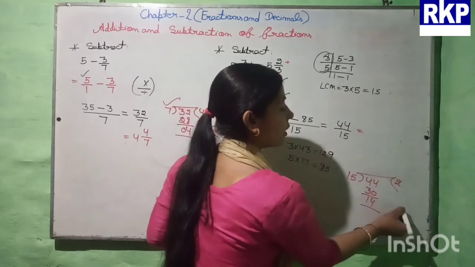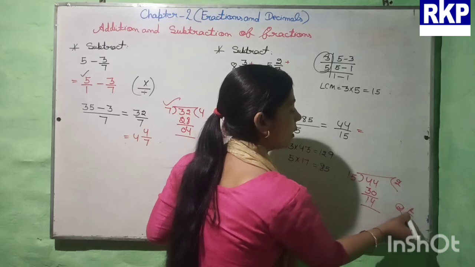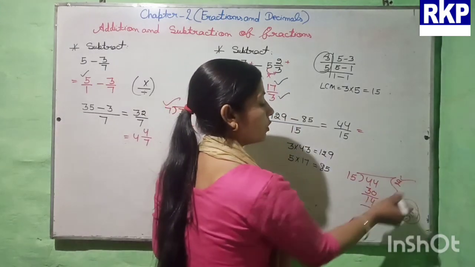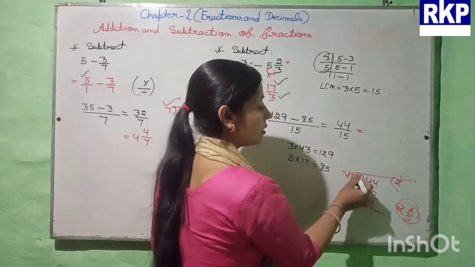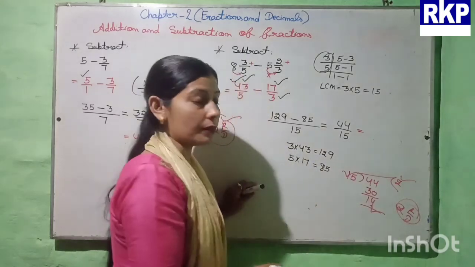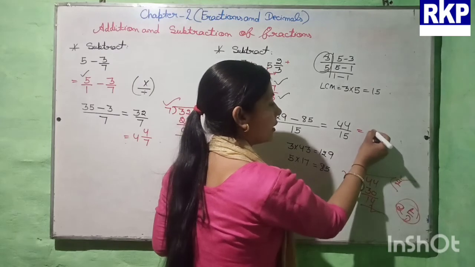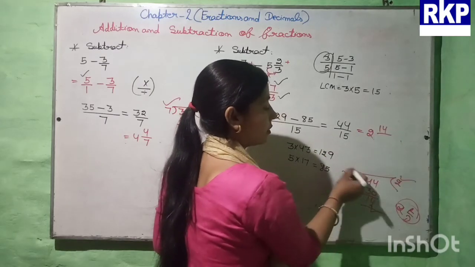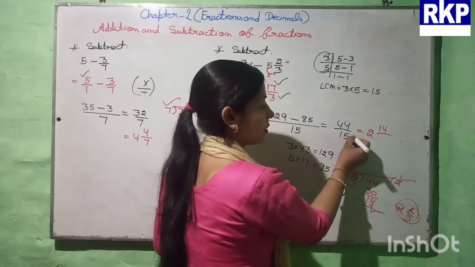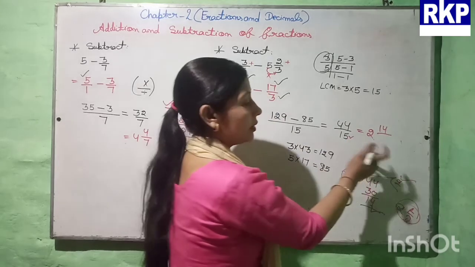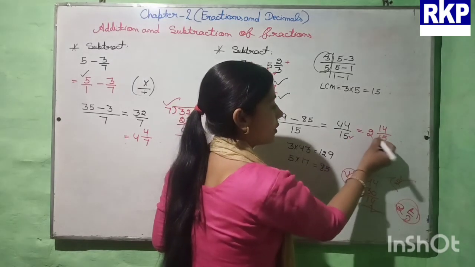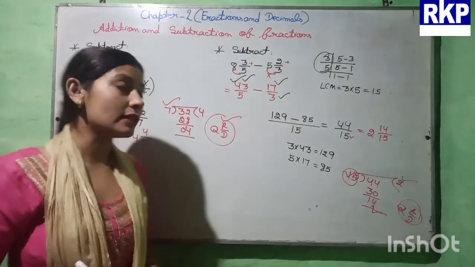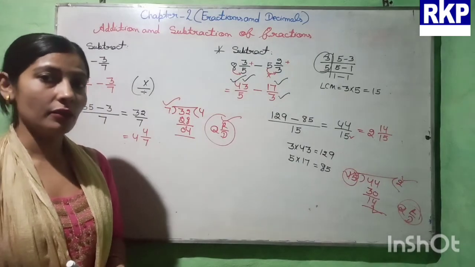So now according to Q R D, we will write our answer, and here quotient is 2, remainder is 14, and this divisor is 15. So here quotient is 2, remainder is 14, and this divisor, or you can say this denominator, is 15. So 2 and 14 by 15 is our answer. So like this we have to subtract the fractions.